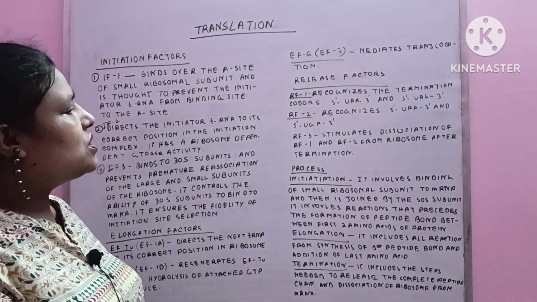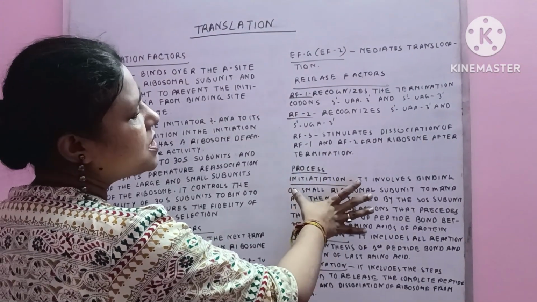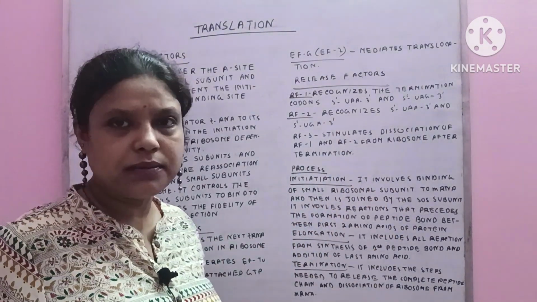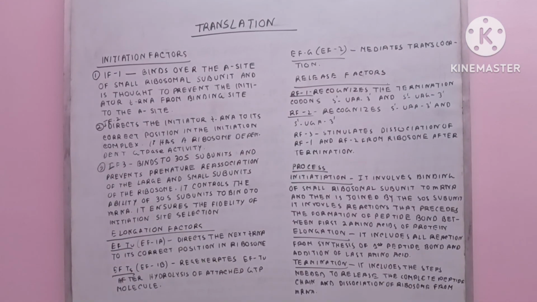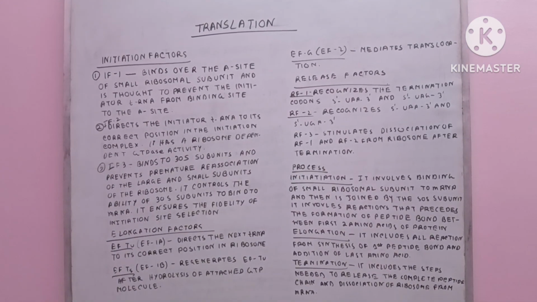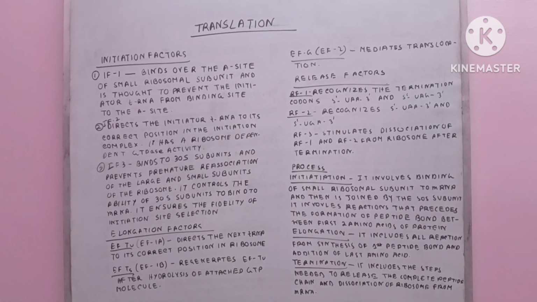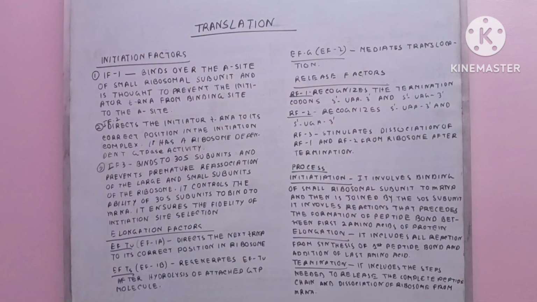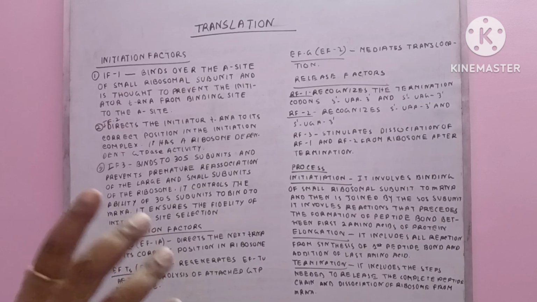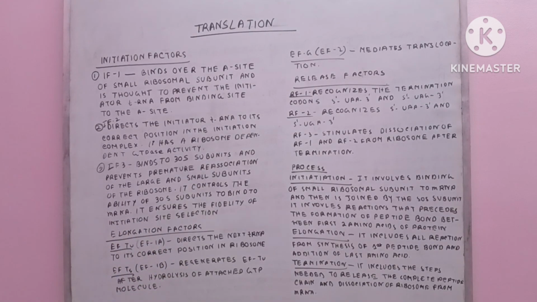So what is initiation? It involves the binding of the small ribosomal subunit. You all know that ribosomes have two subunits: one is the large subunit, another is the small subunit. The small subunit binds to the mRNA and then is joined by the 50S subunit, and it involves the reaction where the peptide bond is formed between the first two amino acids of the protein.